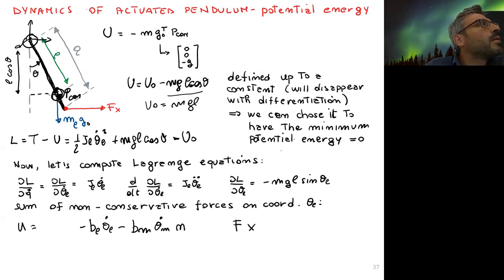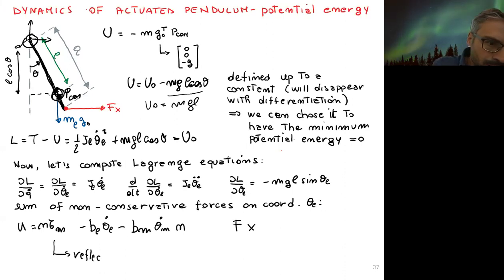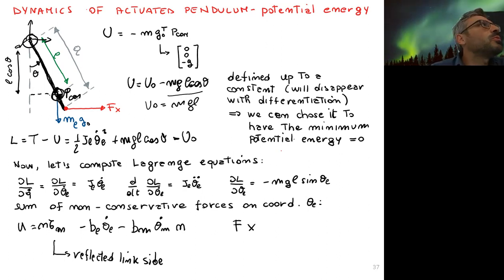We have the motor that applies a torque. So we have a torque from the motor. Can I write it like this? Okay, link side. Okay, now we have this Fx. We said that Fx is not acting on the generalized coordinate theta L, it is acting on the tip of the link, right?